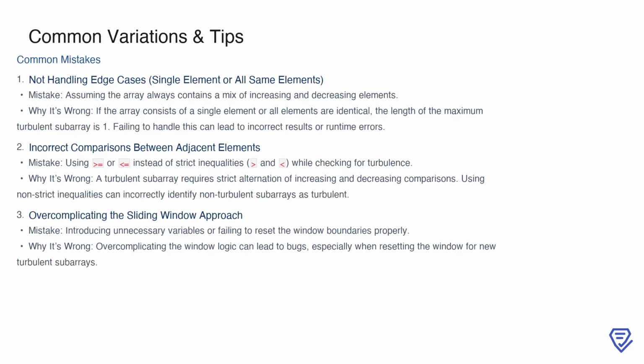fail in these scenarios. Another mistake is using non-strict inequalities like greater than or equal to or less than or equal to when comparing adjacent elements. Turbulence requires strict alternation between increasing and decreasing comparisons, so these relaxed inequalities can lead to identifying incorrect subarrays as turbulent. Lastly, it's easy to overcomplicate the sliding window approach by introducing too many variables or not properly resetting window boundaries. This can create unnecessary complexity and lead to subtle bugs when handling new turbulent subarrays.